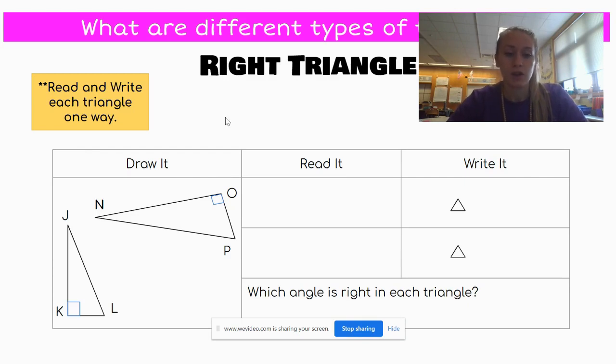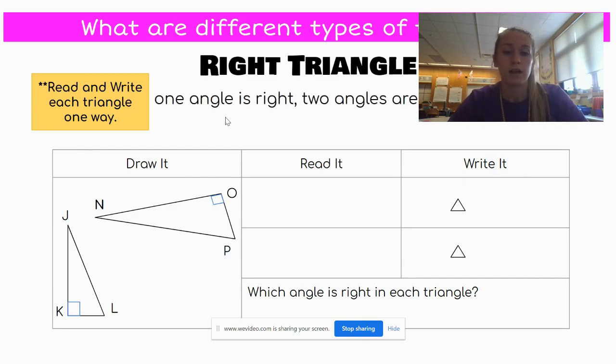Then we have a right triangle. A right triangle means that there's one angle that is a right angle. The other two are going to be acute to help form that triangle. So look at these ones. Each of them has a right angle shown by this little square here, this little box that tells us that that is directly a right angle.